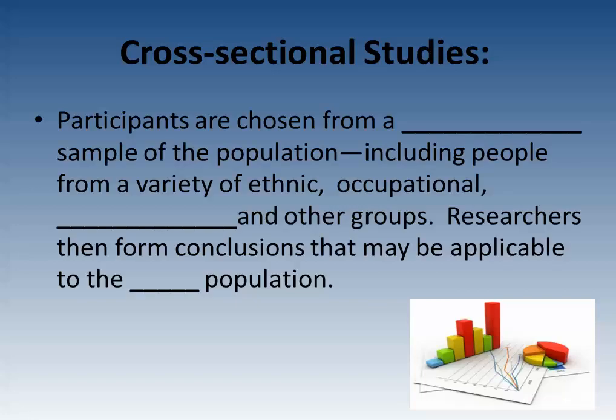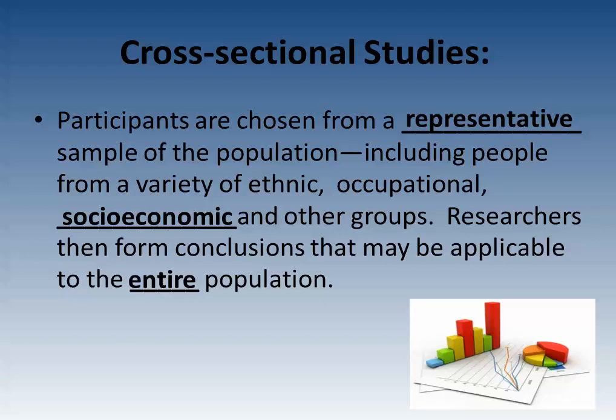Now, in this type of study, participants are chosen from a representative sample of the population. Now, this means that we're looking for people from a variety of ethnic, occupational, socioeconomic, and other groups. Researchers then form conclusions that might be applicable to the entire population.